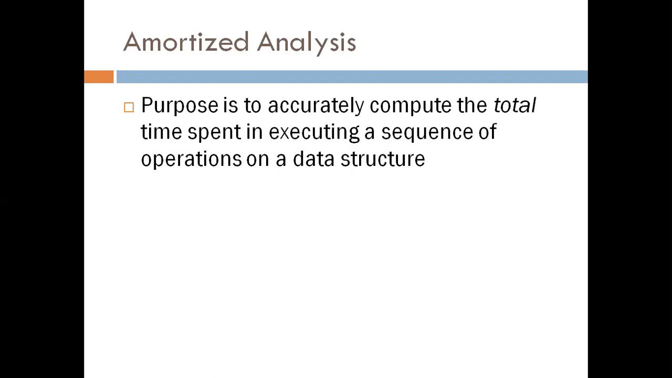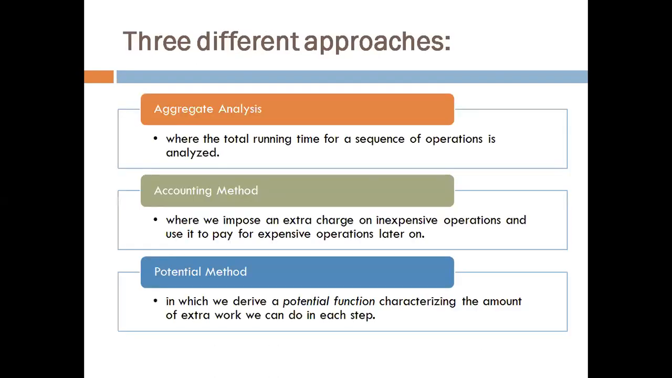In average case analysis, we are averaging over all possible inputs, and in amortized analysis, we are averaging over a sequence of operations. Okay, so it means the purpose is to accurately compute the total time spent in executing a sequence of operations on a data structure.